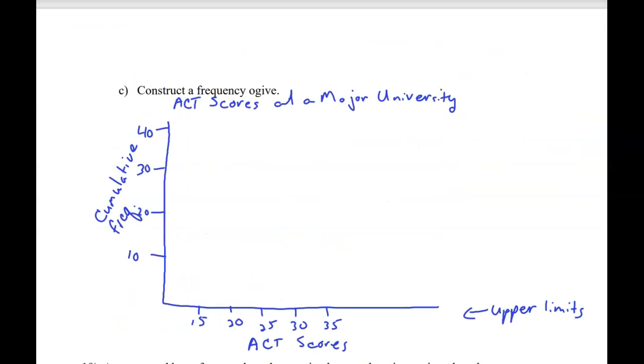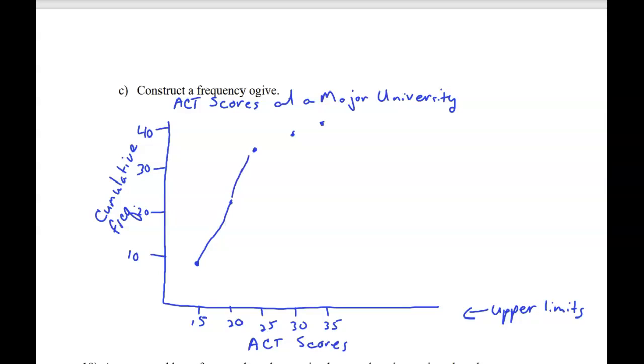So at 15, we're here at approximately 9. At 20, we're going to be up here at about 23. At 25, we're here at about 35. Then we go up to about 39, and then we're at 40. And then we connect our dots.